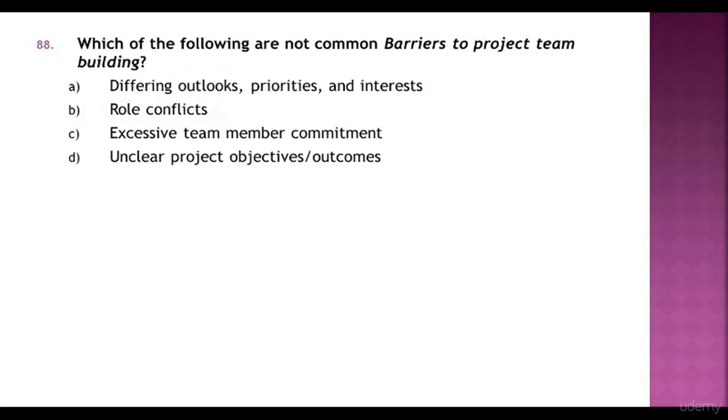Question 88. Which of the following are not common barriers to project team building? Differing outlooks, priorities, and interests, role conflicts, excessive team member commitment, unclear project objectives, outcomes. Answer C is the correct choice. Excessive team member commitment.